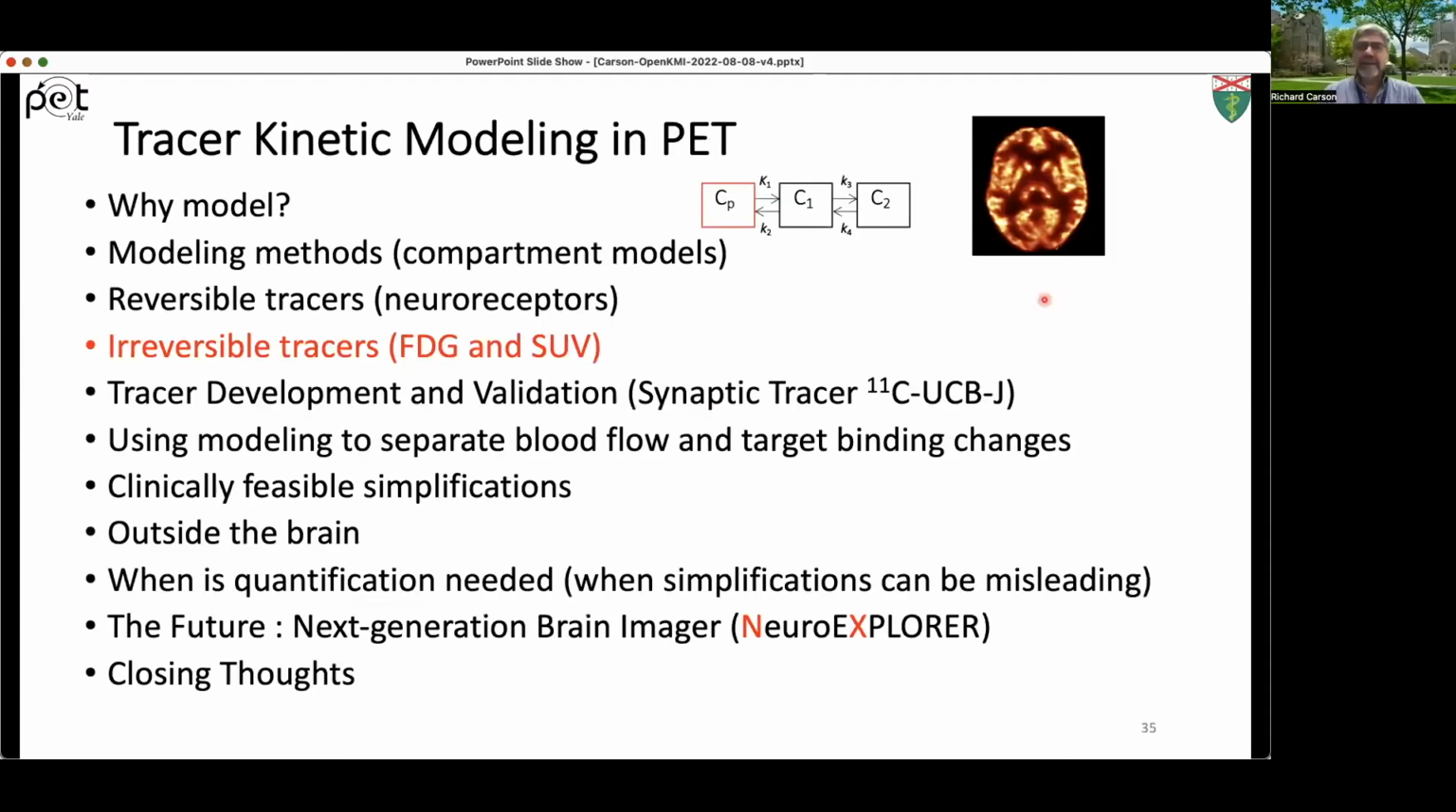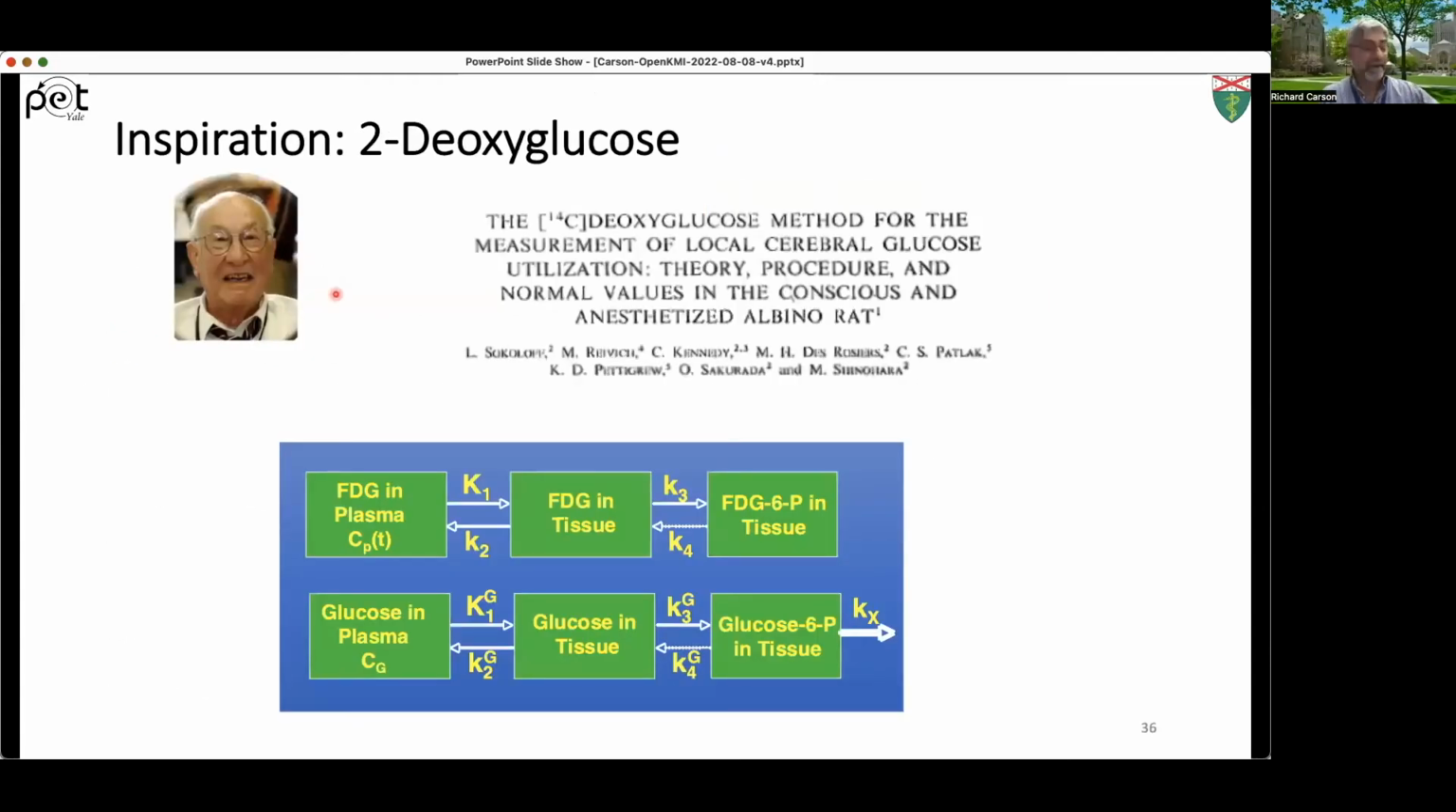Now, the alternative is to talk about irreversible tracers. And here I really want to focus on the most commonly used tracer in PET, which is FDG, fluorodeoxyglucose. And for me, that always goes back to somebody old enough to have actually been able to meet and know Lou Sokoloff, who invented deoxyglucose. This was originally derived for autoradiography studies in rodents, and then was transcribed by converting tritium to fluorine to be able to look at that.